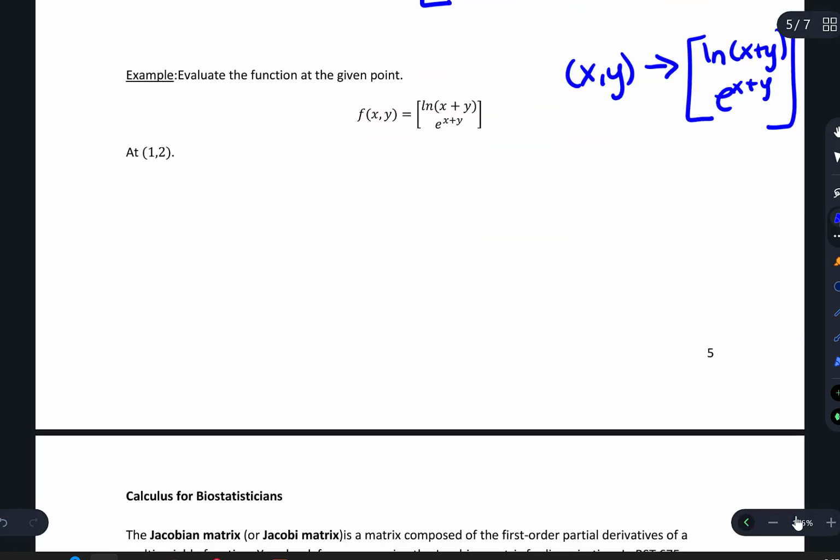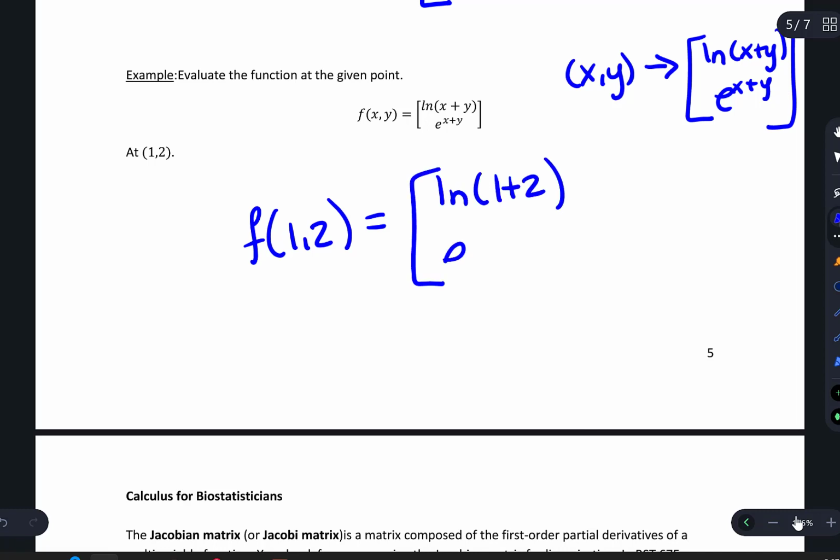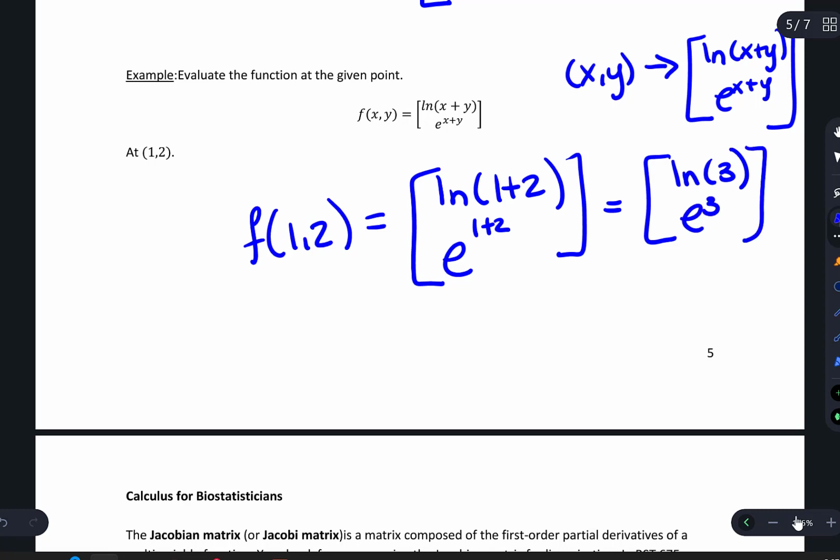All right, so let's evaluate this function. So again, we're going to evaluate at the point 1, 2. And so we would have the natural log of 1 plus 2, e to the power of 1 plus 2, which is equal to the natural log of 3, e to the 3. So very similar to what you've seen before, it's just now instead of having a single number as the output, we have two numbers as the output.